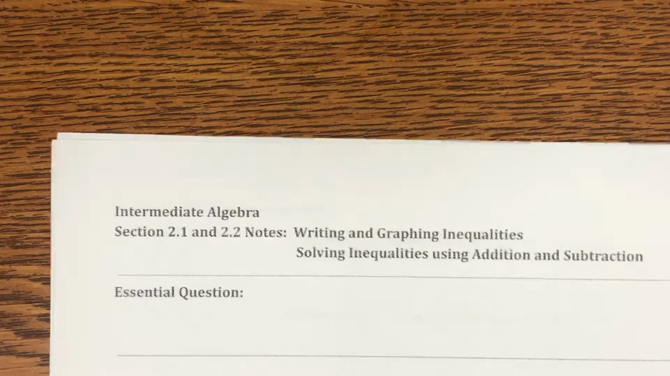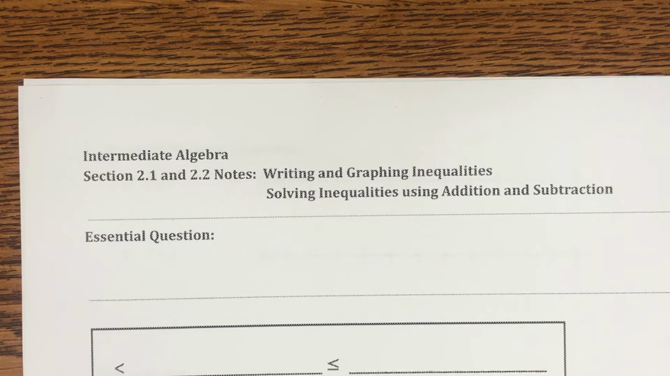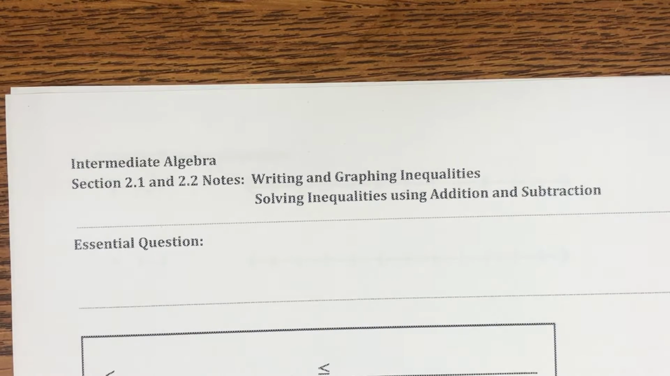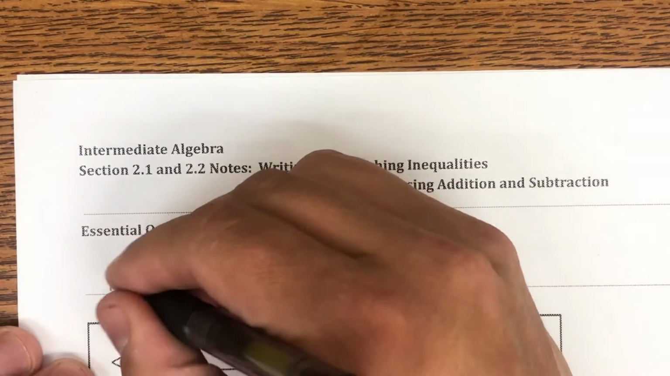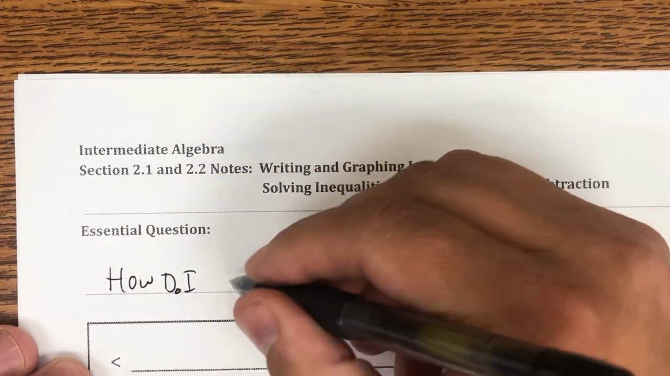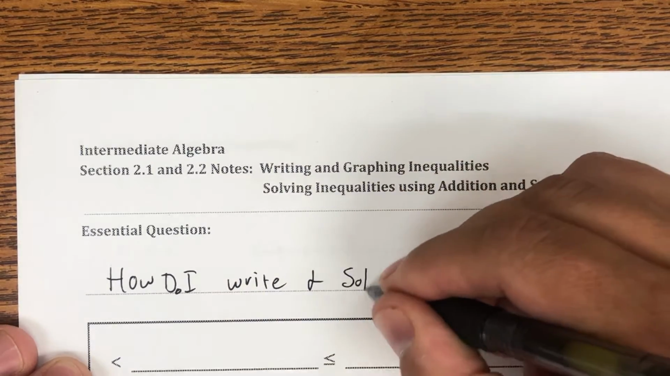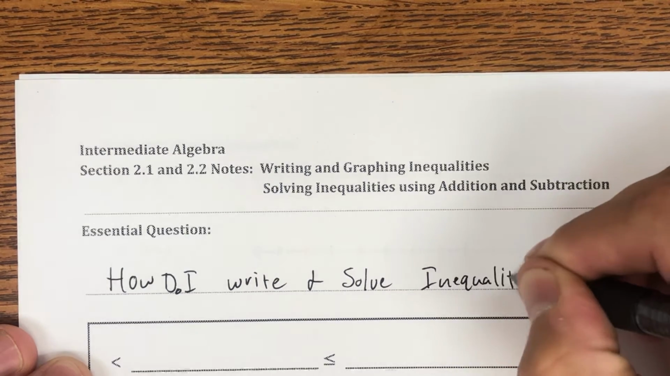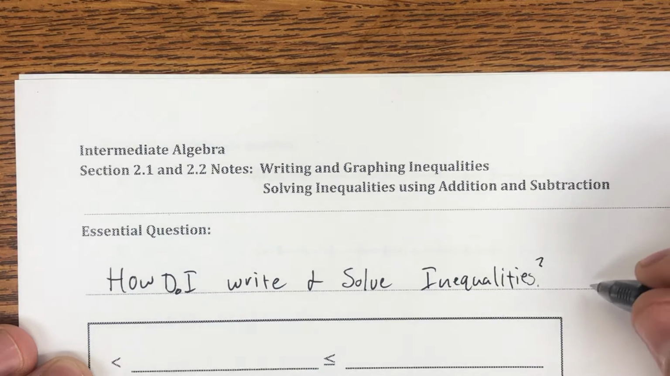And that leads us to 2.1 and 2.2 notes. And so these kind of go together. We're going to mix together solving one-step and two-step ones all at the same time. And our essential question is, how do we write and solve inequalities? We will also graph them.